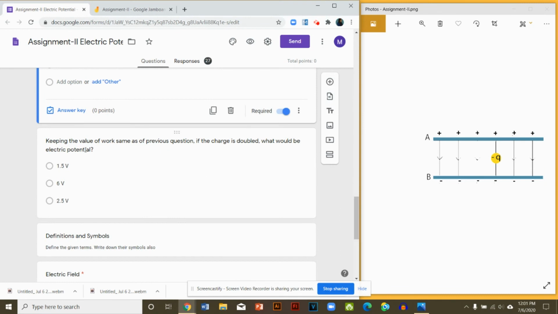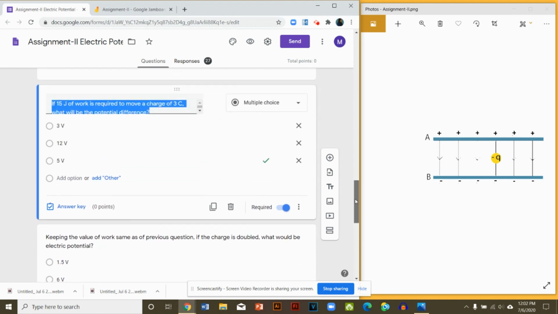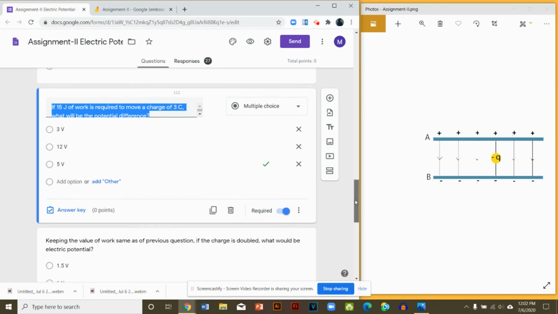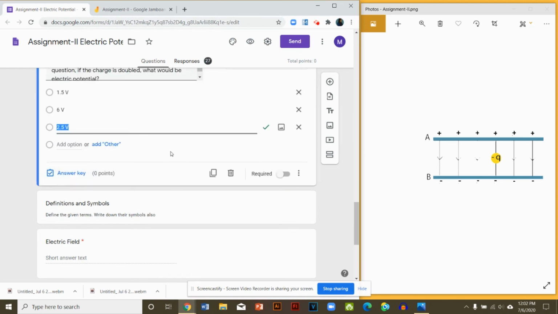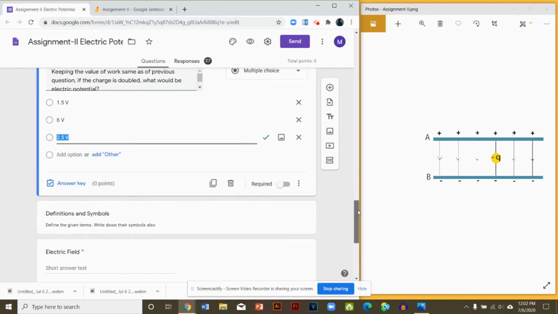And keeping the previous question in your mind, you had to double the charge. What will be the electric potential? So yes, in this question, if you double the charge, now the charge is 6 coulombs and the work done is still 15 joules. So 15 divided by 6 will be 2.5 volts. So yes, it was 2.5 volts.